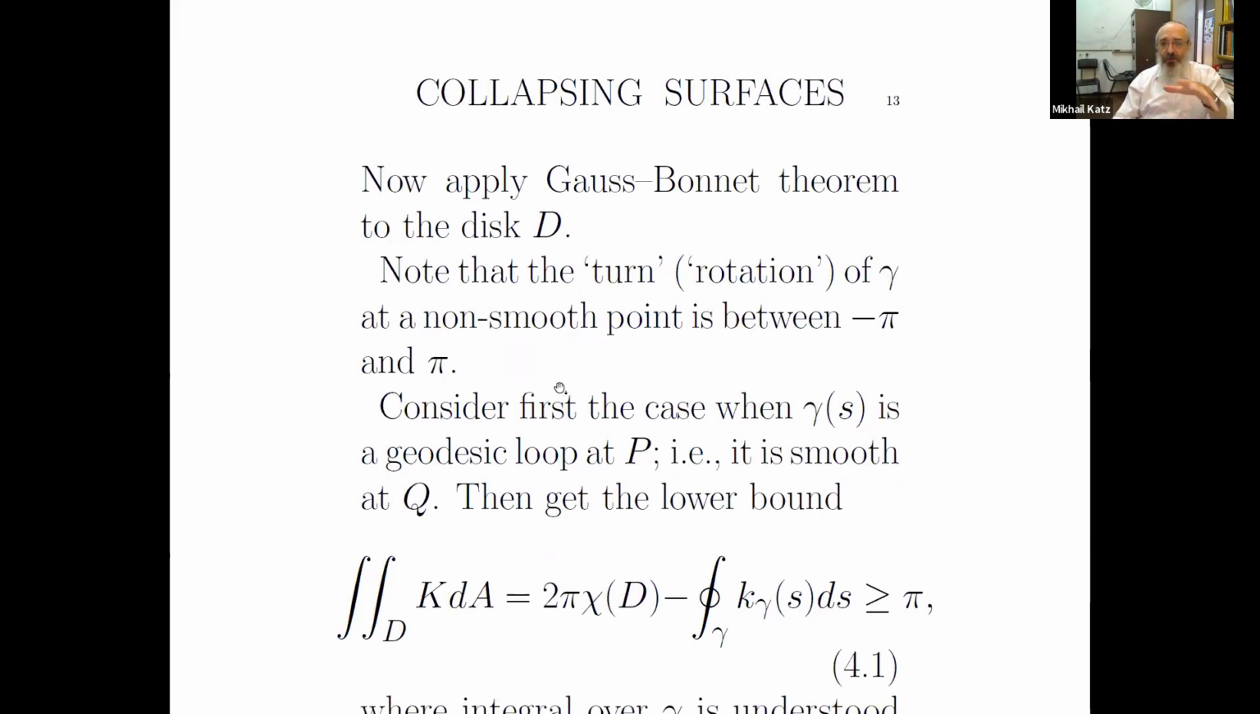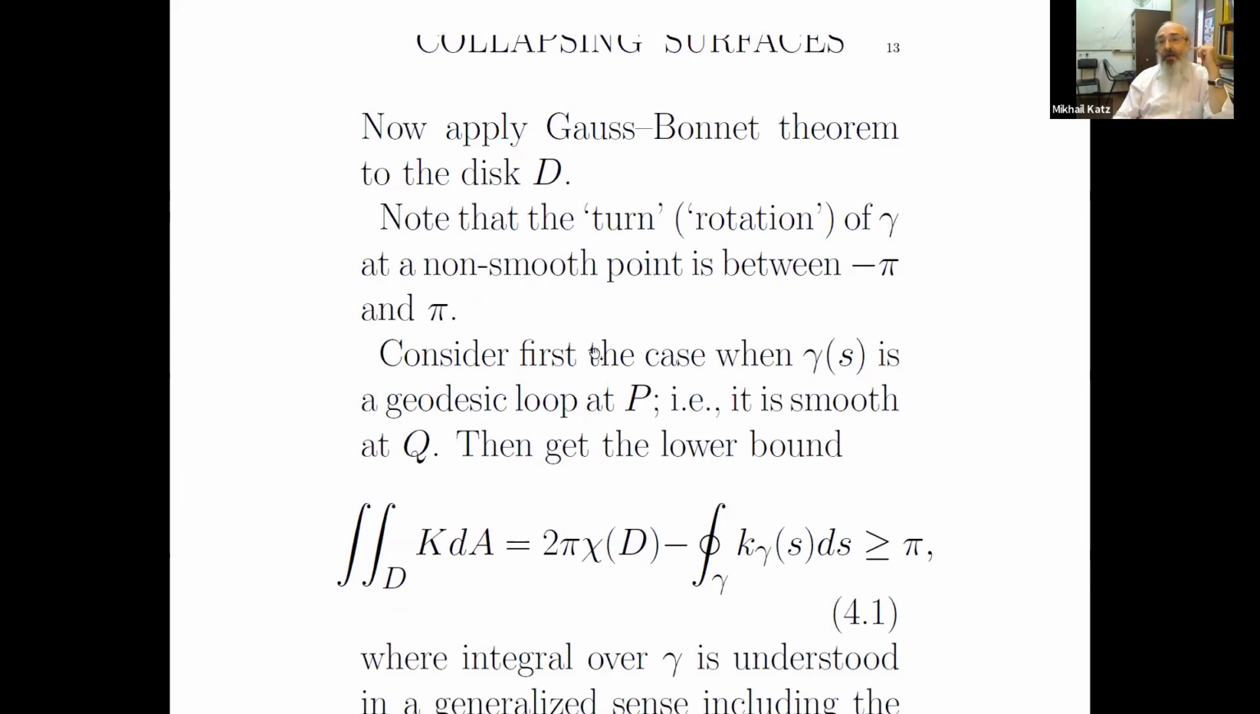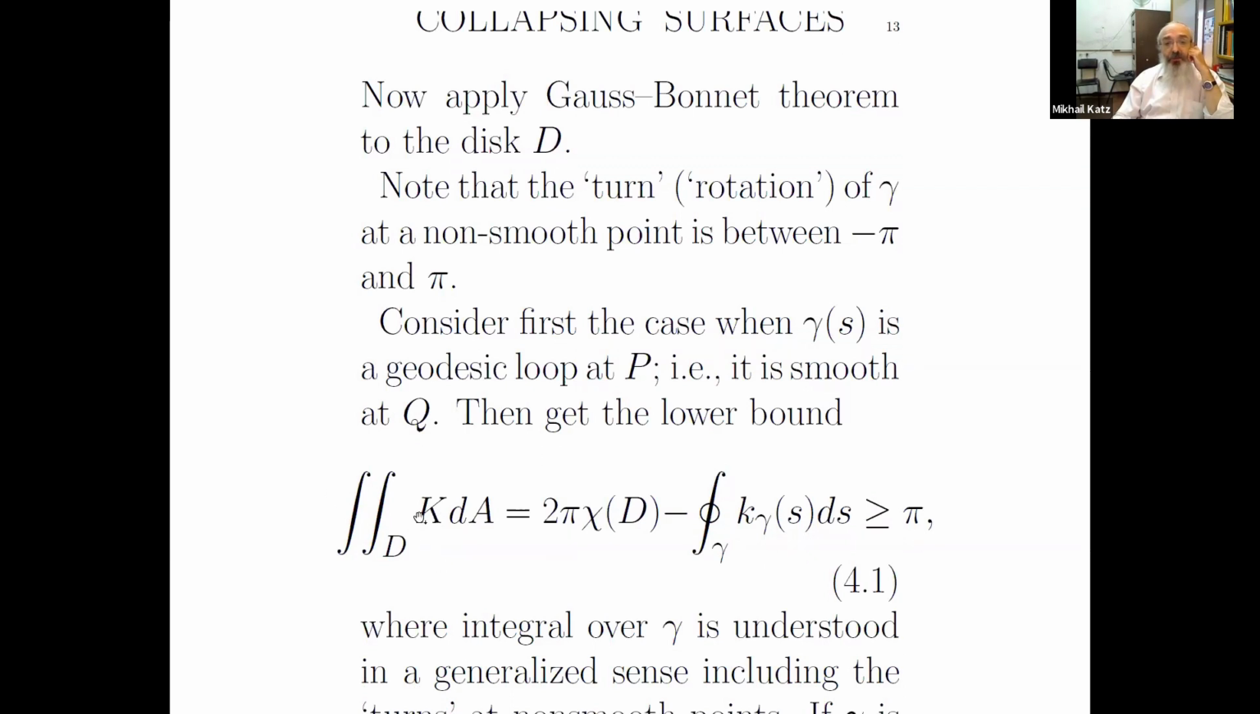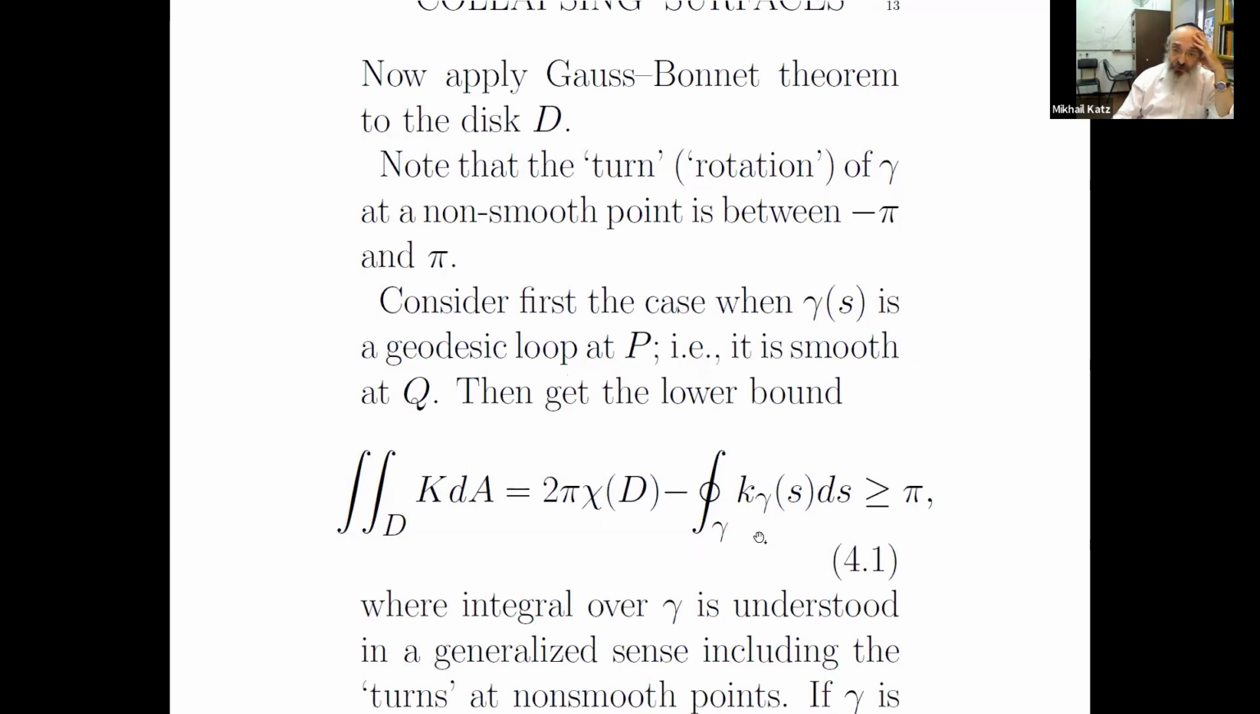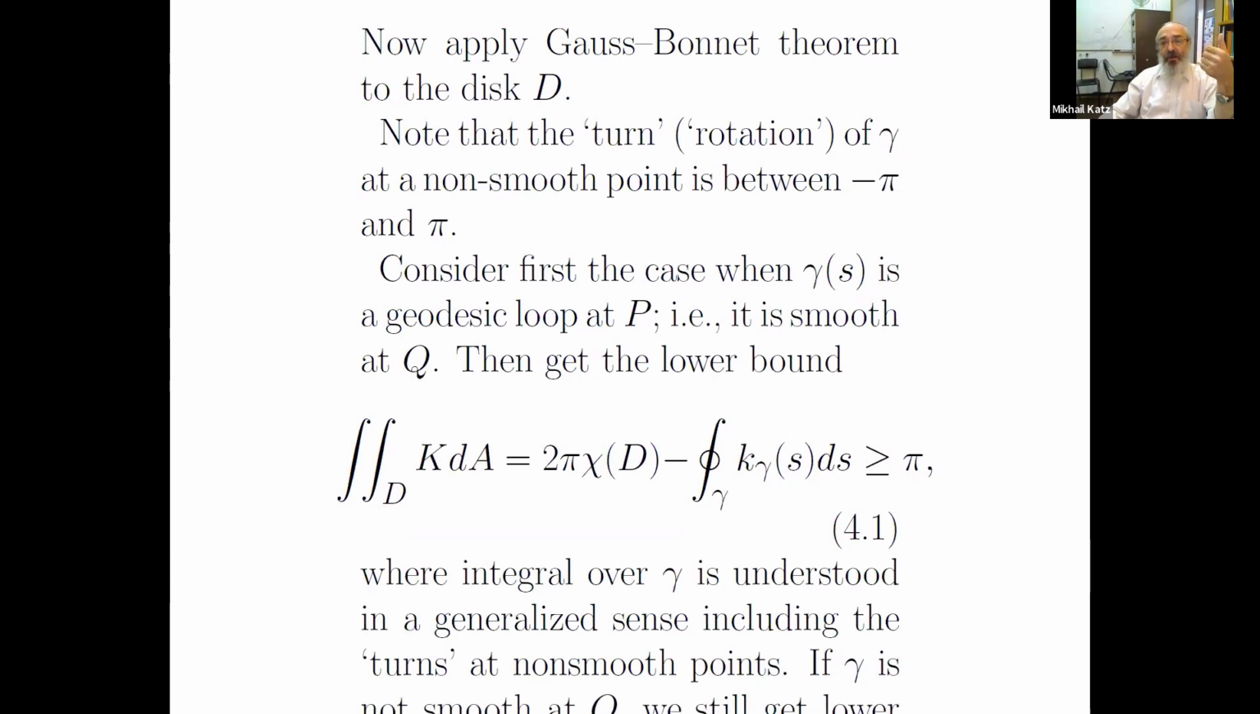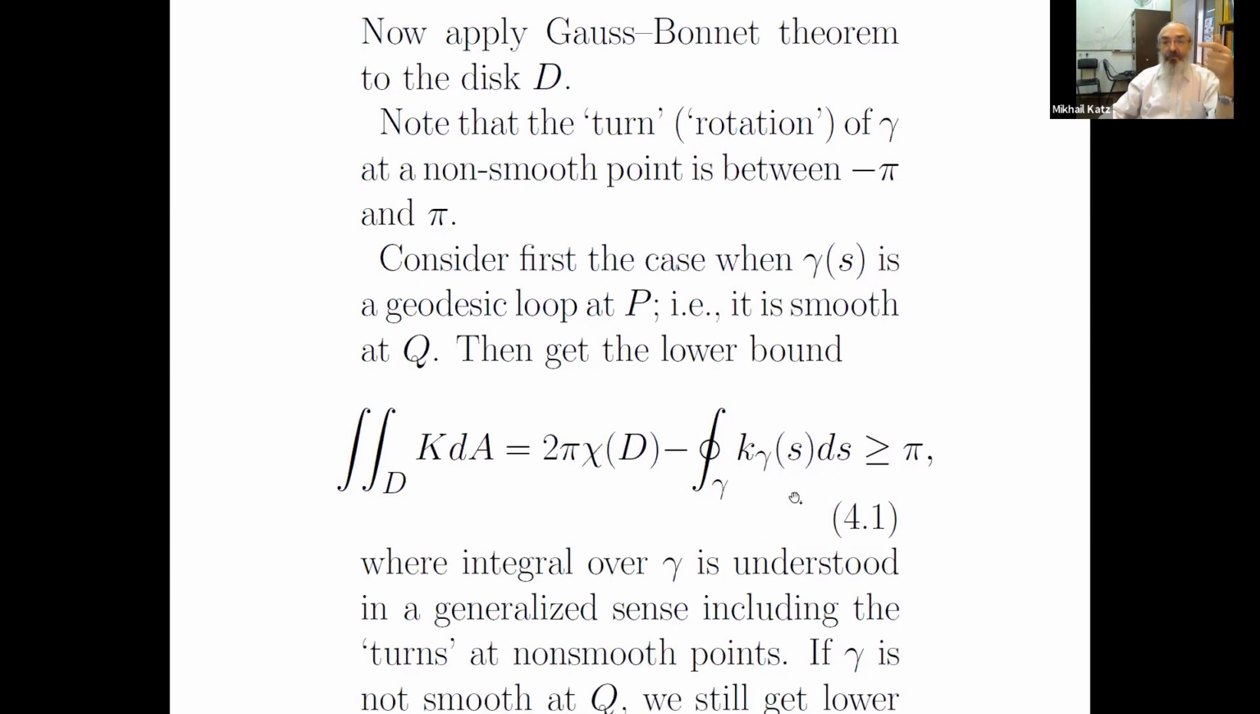So now, first consider, just to write down the simple calculation, the case when gamma, our famous loop, is actually a geodesic loop based at P. In other words, P is the only non-smooth point, and it's smooth at Q. Then we get the following lower bound by the Gauss-Bonnet theorem. The curvature integral over the disk D is 2 pi times the Euler characteristic of D, which is 1, minus the curvature integral along the broken geodesic gamma, where the path integral is understood in the generalized sense. At the broken point, you get a delta function, which is the turn at that point. But the turn is between minus pi and pi, and therefore we get a lower bound for the curvature integral. So the curvature integral has to be substantial here. It has to be appreciable.